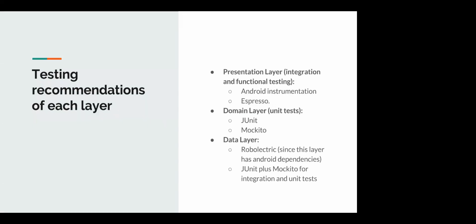And of course, there are a few testing recommendations. One of the good things here is that you can focus your testing on each of the specific layers. For example, for the presentation layer, you can have Android instrumentation and Espresso for integration and functional testing. Your domain layer could be unit tested with JUnit and Mockito. And your data layer actually relies on Android as well, because we need to rely on things like HTTP communication and everything, and at the end of the day, that also belongs to Android. We could use Robolectric to mock those dependencies with Android. And of course, you also use something like JUnit and Mockito for integration and unit tests.